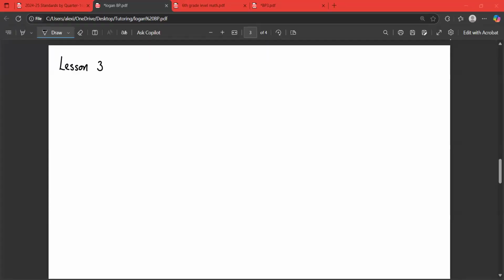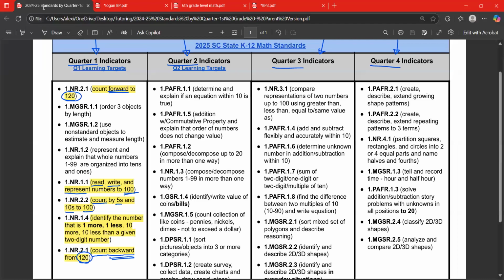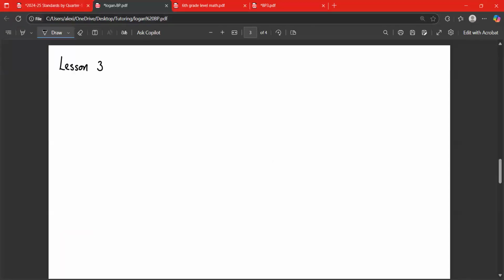Last time we were counting by fives and using the fist method. Let's go look at our list. I think for this video today, we'll work on identifying numbers that are one more, one less, 10 more, or 10 less than a given two-digit number. So let's write down some examples of two-digit numbers.